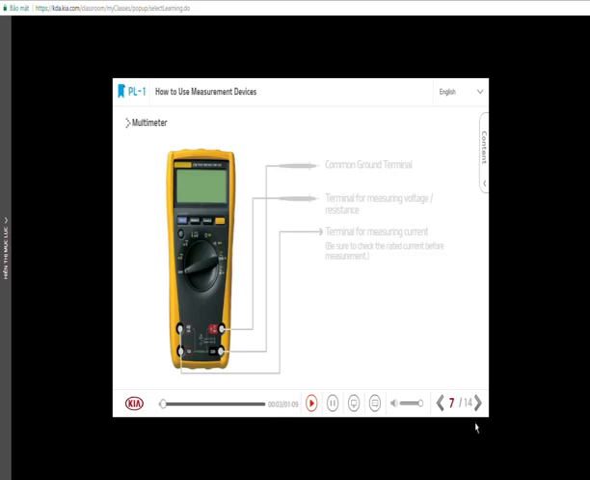Next, we are going to learn about the terminal jack. Generally, there are a total of 4 terminal jacks at the lower part of a multimeter. COM terminal, located at the bottom right, plays the role of common ground. The terminal at the top right measures the voltage, resistance, and capacitance.